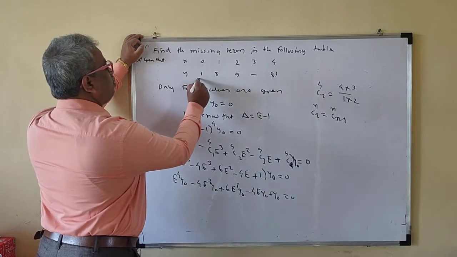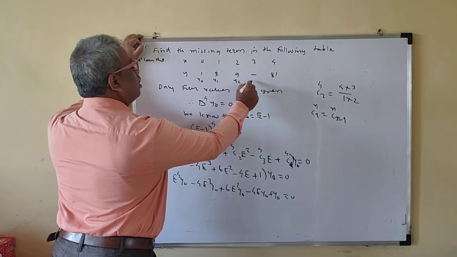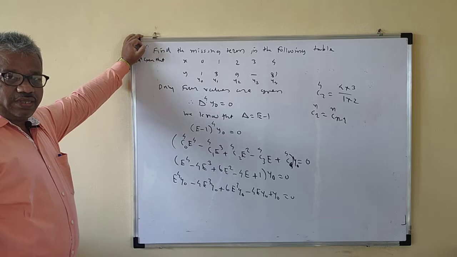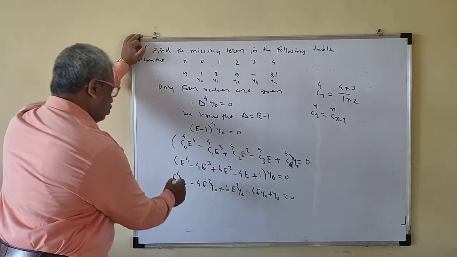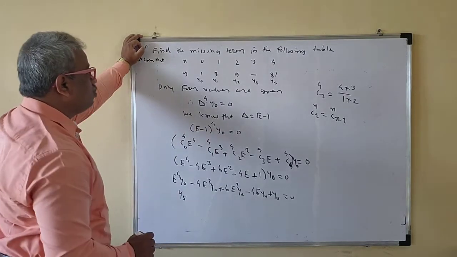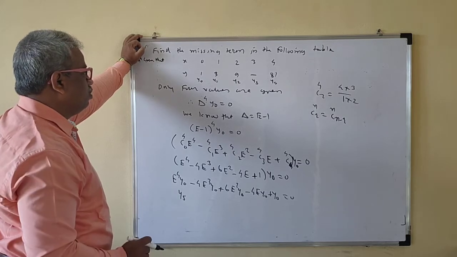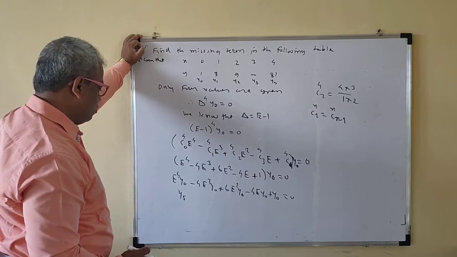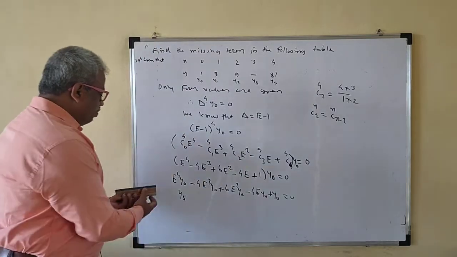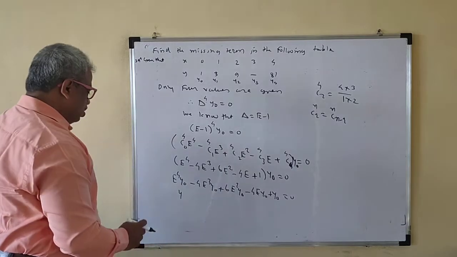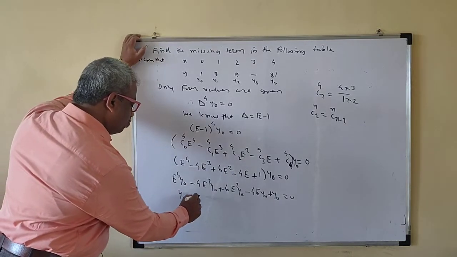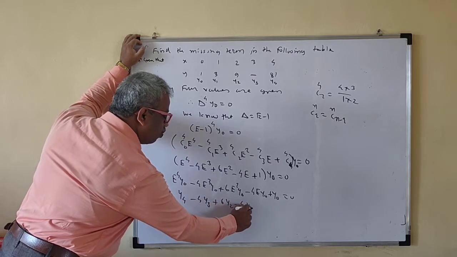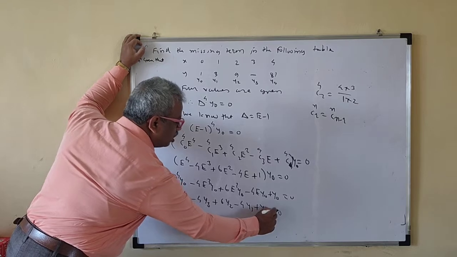Note that this is your y naught, this is your y1, this is y2, this is y3, y4. You want the value of y3, so y3 we will keep as it is. Oh, this is not y5, this is y4. So y4 minus 4 y3 plus 6 y2 minus 4 y1 plus y0 is equal to 0.